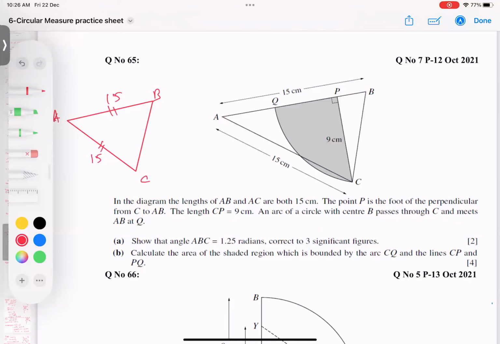That this is the foot of the perpendicular. It means this is 90 degrees. Very clear, foot of perpendicular. Right, the length of CP is 9. You can see the CP length is 9.